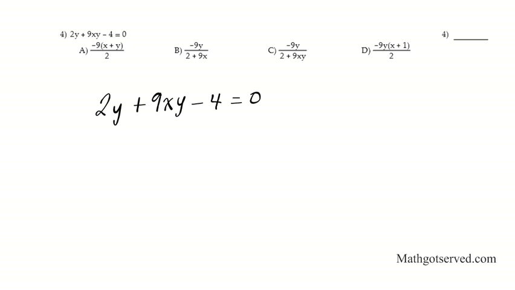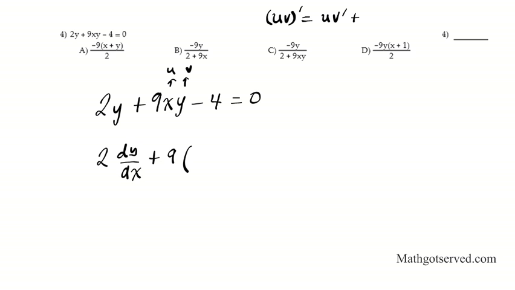So if we differentiate this with respect to x, we're going to have 2 dy/dx. And this one we need to apply the product rule because you have a product of two functions. So we're going to have 9 times. We can call x u and call y v. So remember the product rule: u v prime plus v u prime.